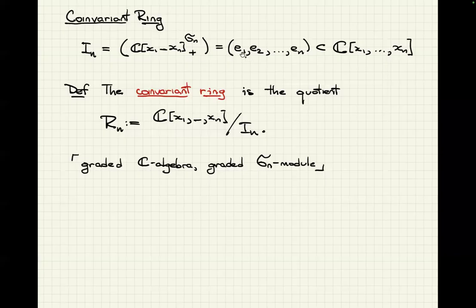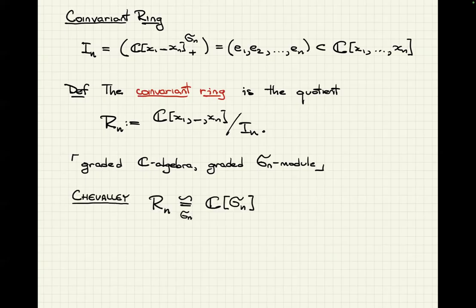And explicitly, you can think about this ideal as being generated by E1, E2 up through En by Newton's theorem. So the coinvariant ring, the type A coinvariant ring, is the quotient of the polynomial ring in n variables by this coinvariant ideal In. And what kind of an object is this? Well, I have a homogeneous ideal. So this is a graded C algebra. And furthermore, this ideal is left invariant under the action of the symmetric group. So I also have a graded Sn module.